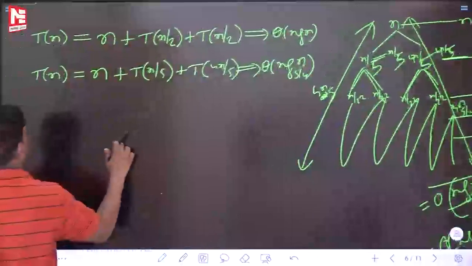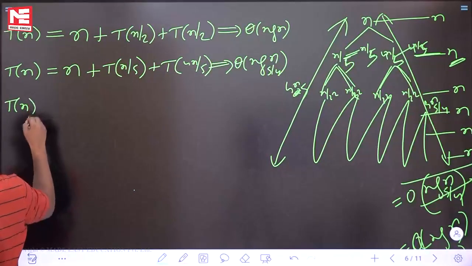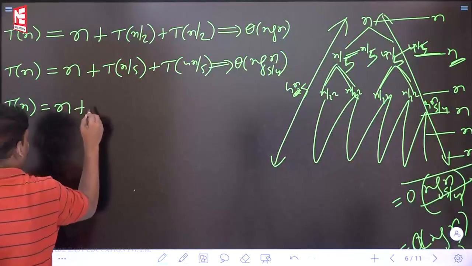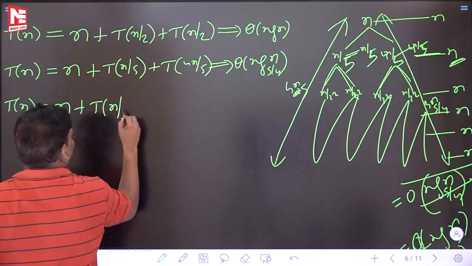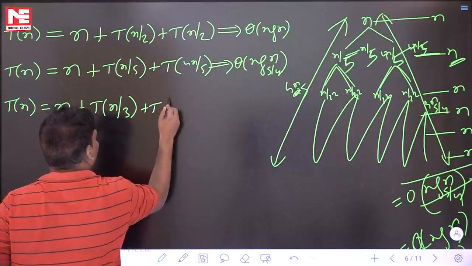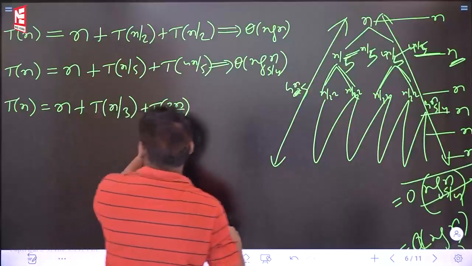Next one, let's see one more interesting story. See this also. Time complexity of the quicksort T(n) is equal to n for partition. After the partition algorithm is over, your array will be divided like this: T(n/3) on one side, T(2n/3) on the other side. So if you want, you can solve this one.